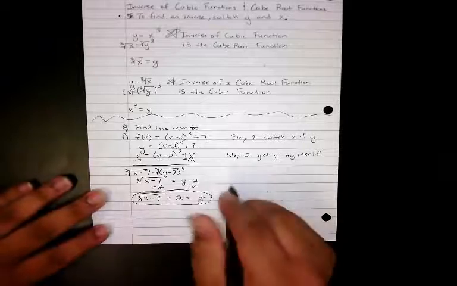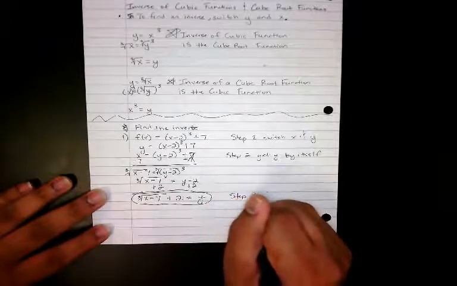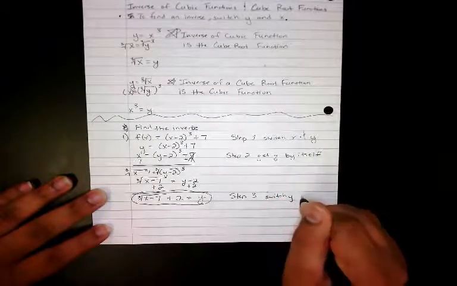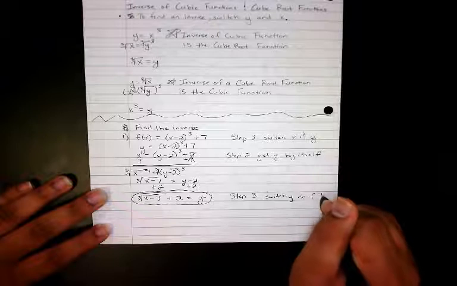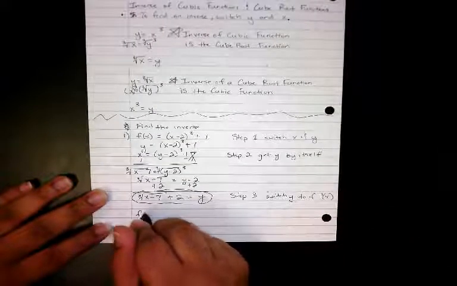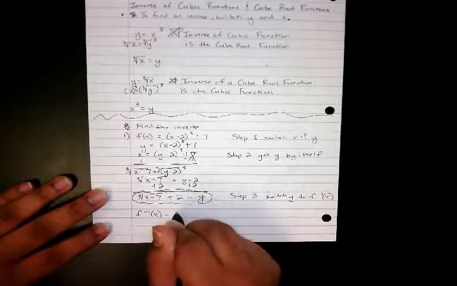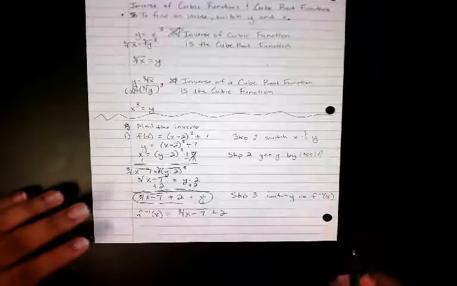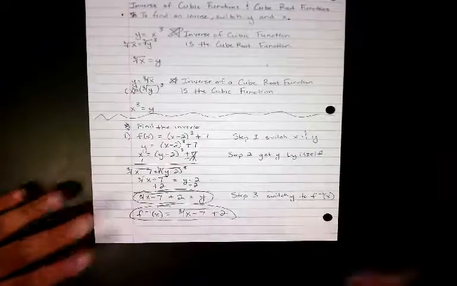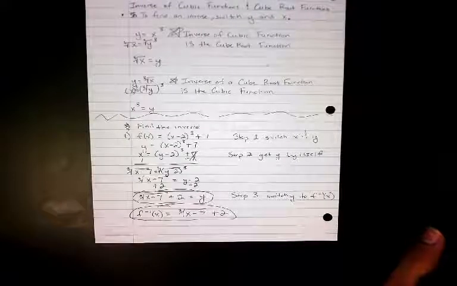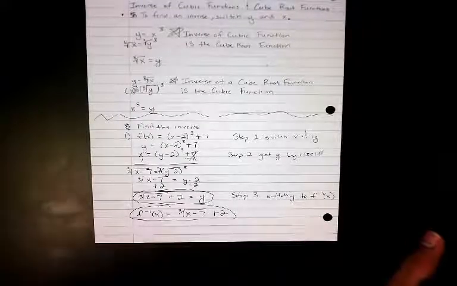Okay, and then you can finish it off. So I guess step 3, sorry, there's one more step. Step 3 would be switch y to f inverse of x. So it will be f inverse of x equals the cube root of (x minus 7) plus 2.